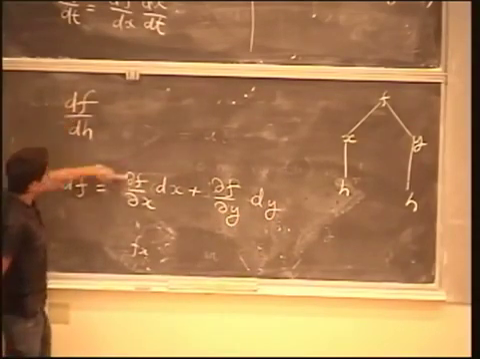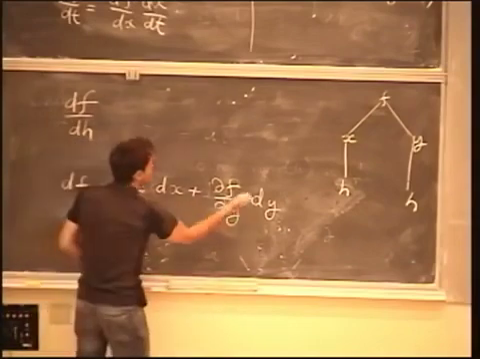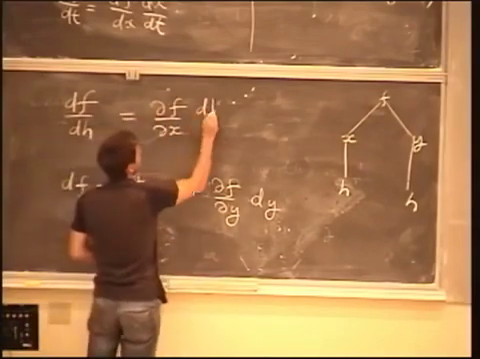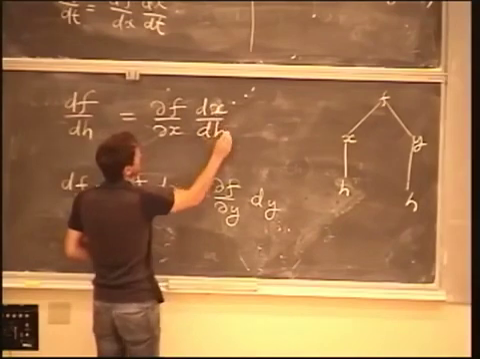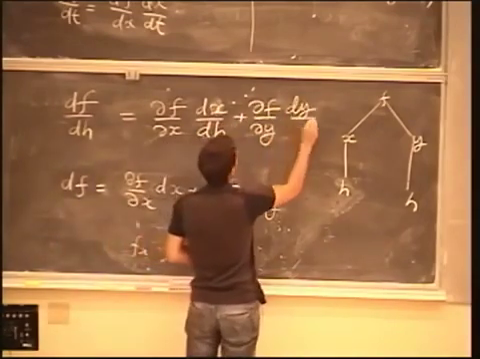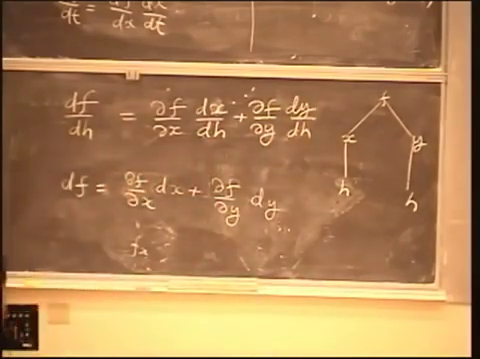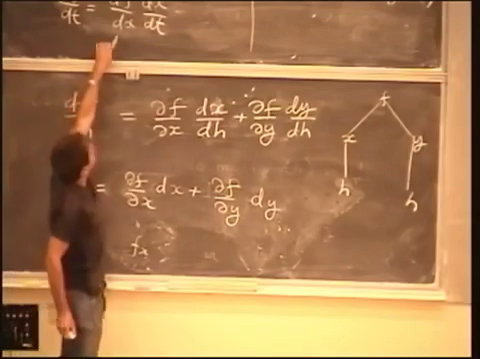Let's substitute in this formula. We just need to divide this expression by dh. So we'll just divide it here and here. Right? So what we'll get is ∂f/∂x dx/dh plus ∂f/∂y dy/dh. See, so we got a very simple formula for the derivative of f with respect to h. And it's very similar to the old formula. In the old formula, we have to differentiate by x and then x by t.